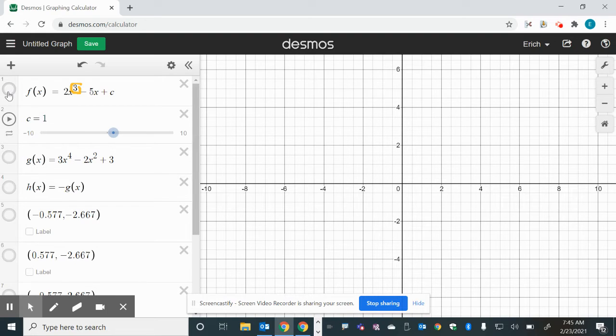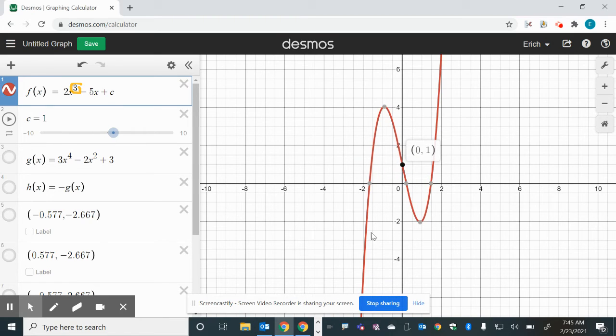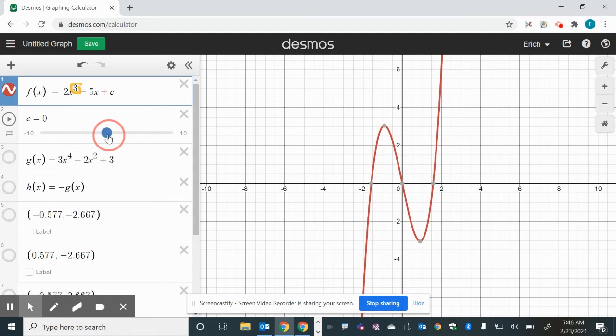To be an odd function, you have to have reflectiveness over the y-axis, and it must go through the origin. When I click on this one, you can see that it does not go through the origin. It is above the origin, so even though it has the appearance of an odd function, because it doesn't go through the origin, it is not an odd function. Now, I have a slider on C, so if I move the constant down to 0, now I do have an odd function because I have this reflectiveness over the y-axis through the origin.